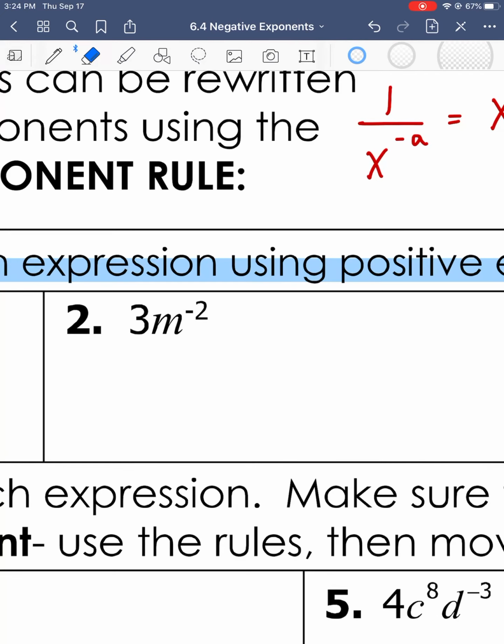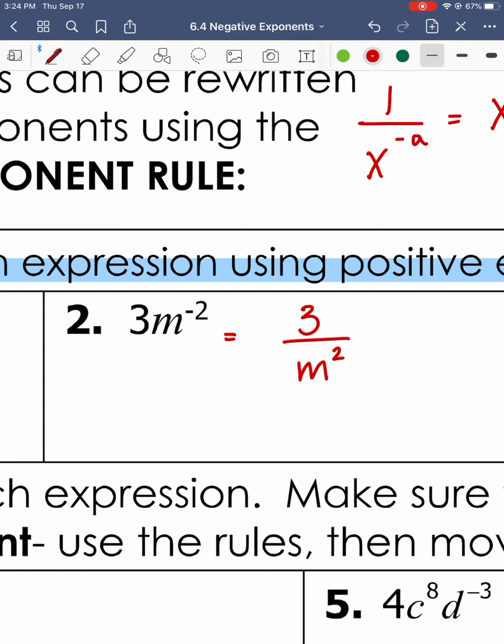So here, let's try this. We have 3 times m to the negative 2, which is over 1. So we can move this. We're going to leave 3 in the numerator, and then we're going to move m to the positive 2 in the denominator there. Because 3 doesn't have a negative exponent, it's just going to stay up top.